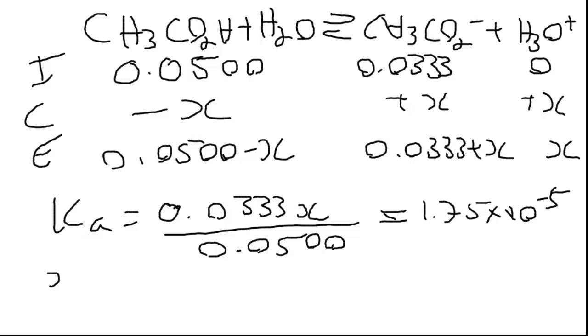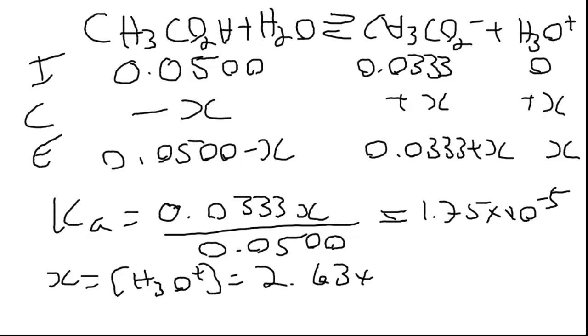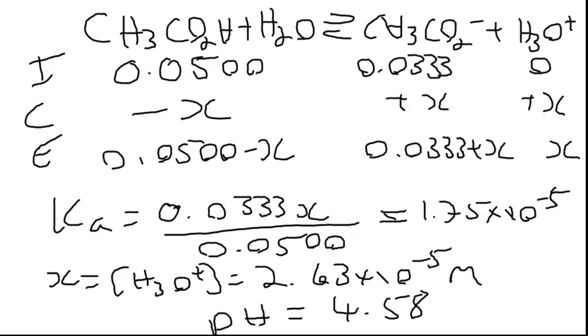So we can solve for x, which is our H3O+ concentration, and that's going to be 2.63 times 10 to the minus 5 molar. So again, we would expect the pH somewhere around 5, a little below 5. It ends up being 4.58, just taking the negative log of that concentration.